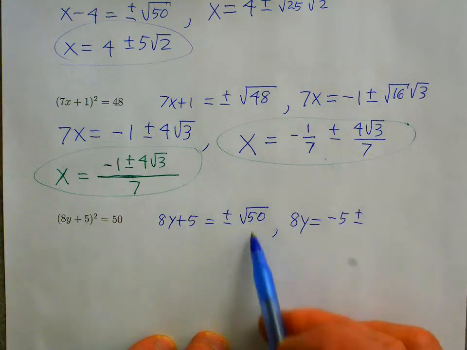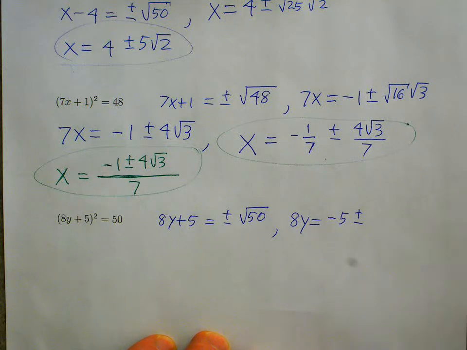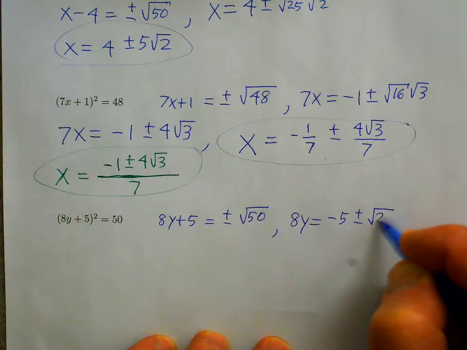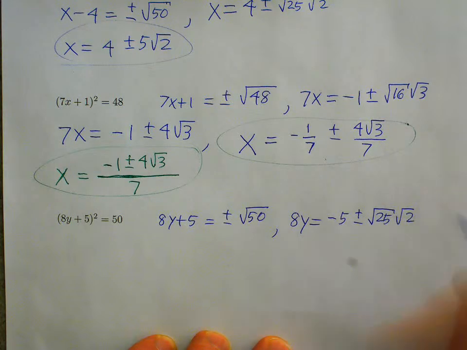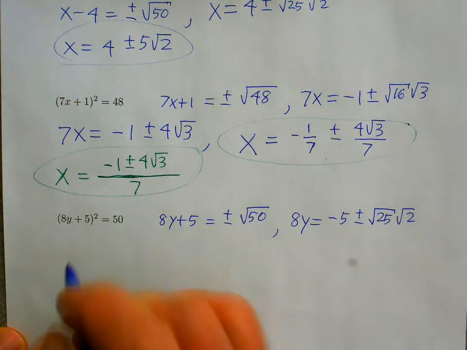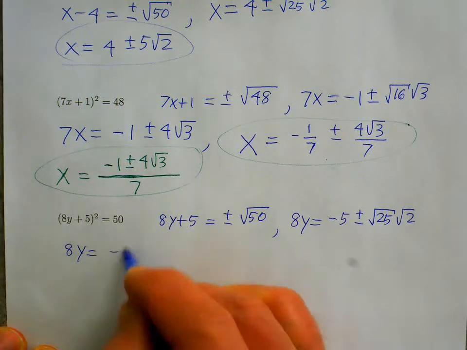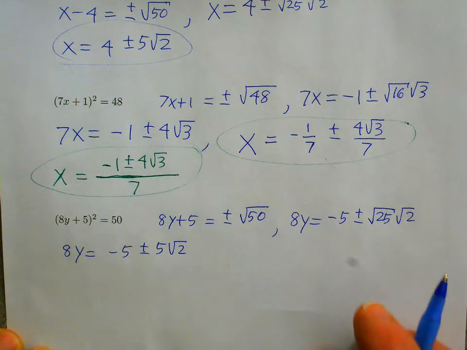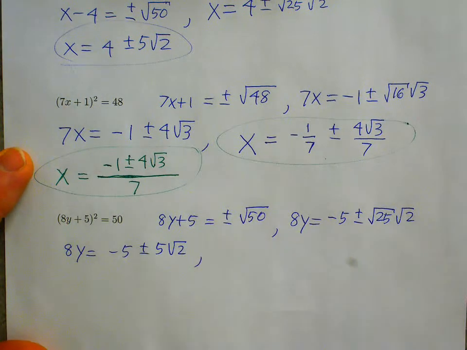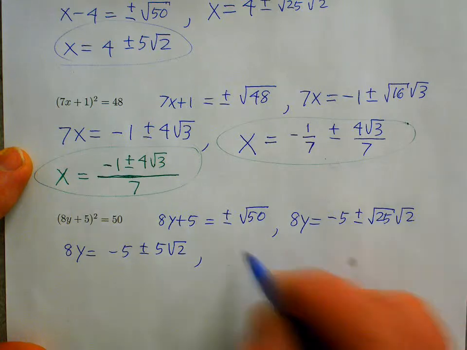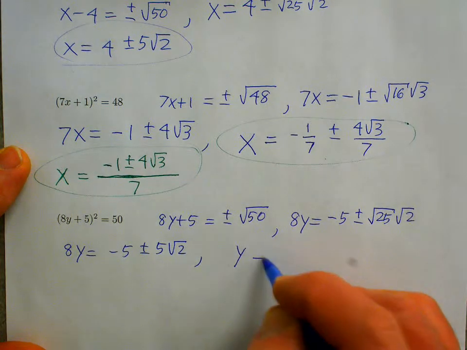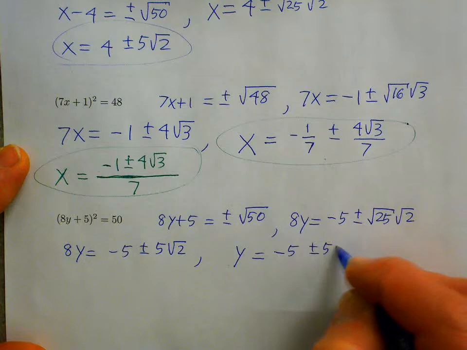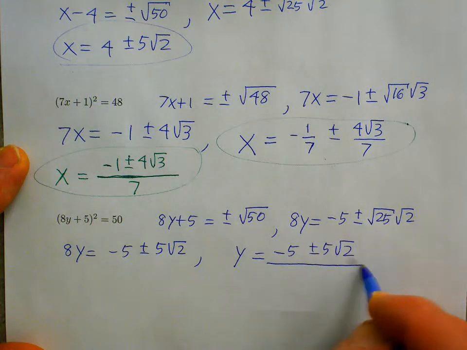The largest factor of 50 that's a perfect square is 25. So the square root of 50 is equivalent to the square root of 25 times the square root of 2. Then 8y equals negative 5 plus and minus 5 times the square root of 2. Then divide everything on both sides by 8. So 8y divided by 8 is y equals negative 5 plus and minus 5 times the square root of 2, all divided by 8.